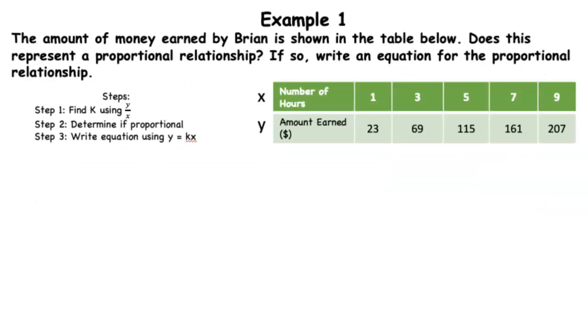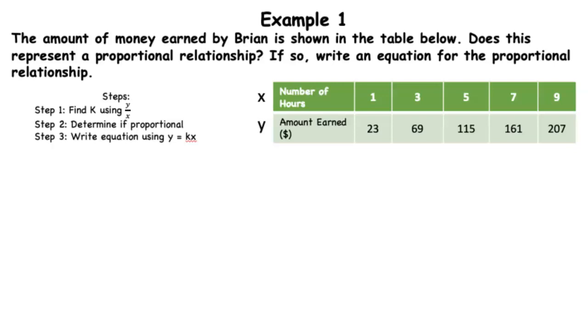Our first example says the amount of money earned by Brian is shown in the table. Does this represent a proportional relationship? If so, write an equation for this proportional relationship. So almost anytime I'm given a table, my x value will be on top of the table, my y value will be on the bottom of the table, but you can figure it out because my y value is what is called my dependent variable, and it depends on the x. And in this case, the amount of money you earn depends on how many hours you work. So it's an easy way to figure out which one is my y, which one is my x.